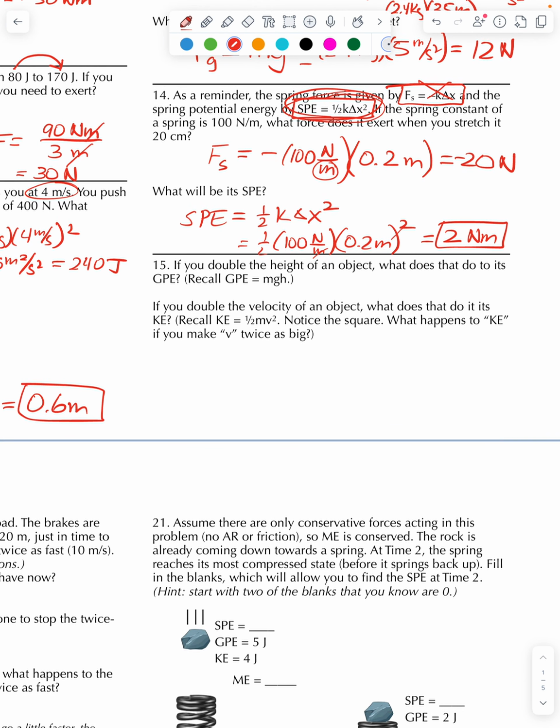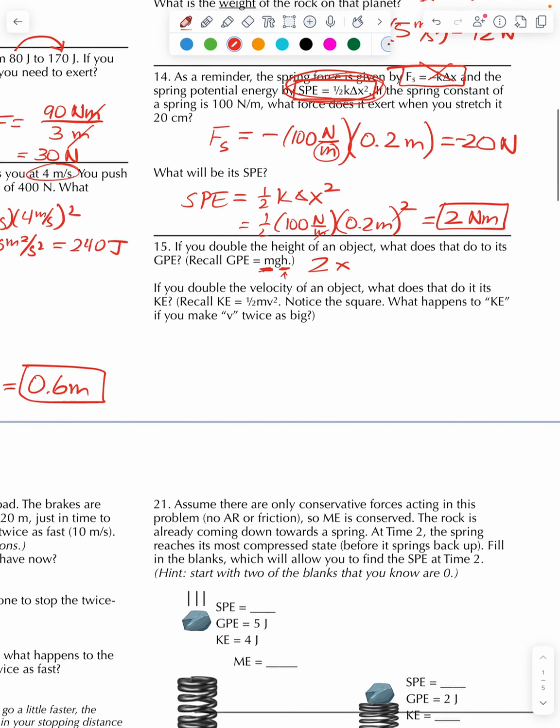Number 15, if you double the height of an object, what does that do to its GPE? So you're holding that object at say 1 meter from the ground, and now you lift it so it's 2 meters from the ground. How much bigger is the GPE? Well, it's going to be twice as big, because the GPE depends linearly on the height. If you double h, you double GPE. If you triple h, you triple the GPE.